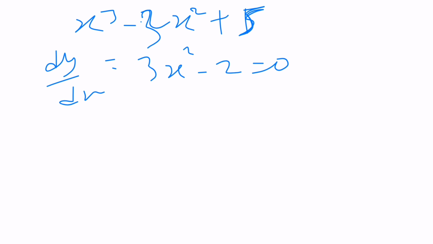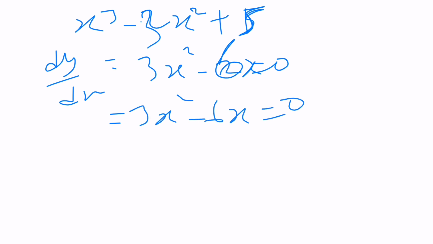Then this will be 3 times 2, which is 6x. So our differentiation will be 3x squared minus 6x. Then we just equate it to 0. And then we factorize 3x, so it will be 3x times (x minus 2) equal to 0. So the x values: if this is equal to 0, then the other is equal to 0.